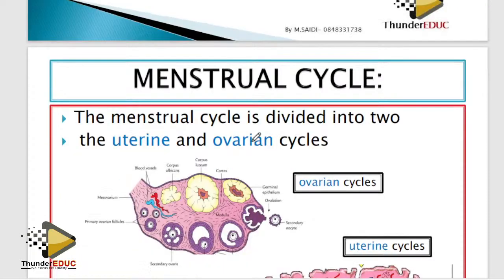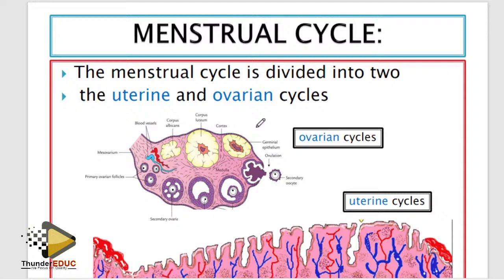All right, menstrual cycle. This is a problem for students. Let me just show you what you do when it comes to menstrual cycle so that you don't stress. They're saying menstrual cycle. What do you look at in the menstrual cycle?